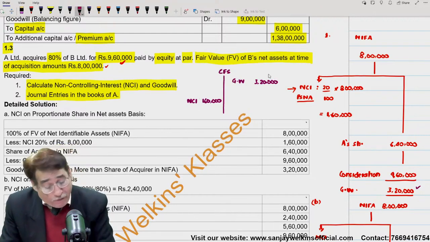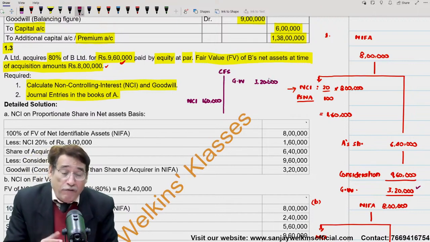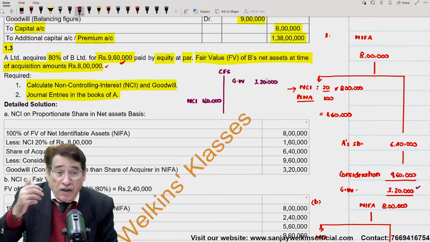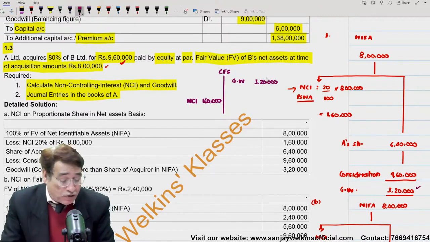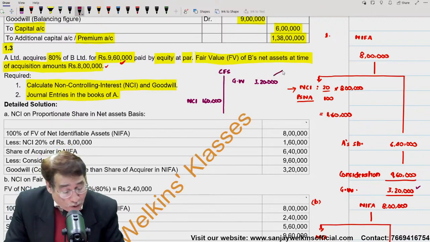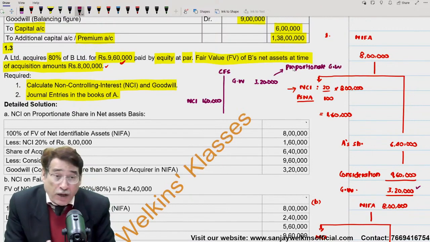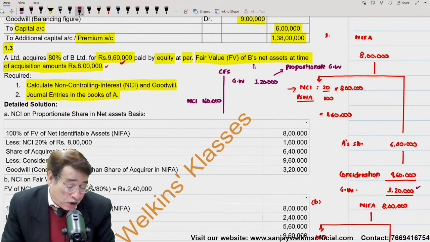Now pay attention. Whenever goodwill is arrived at by taking NCI at PSNA, this goodwill is also known as proportionate goodwill. This goodwill, which is appearing in the balance sheet, is also known as proportionate goodwill. What does it mean, proportionate goodwill or partial goodwill? It is also known as partial goodwill, partial or proportionate goodwill. And what does it mean?